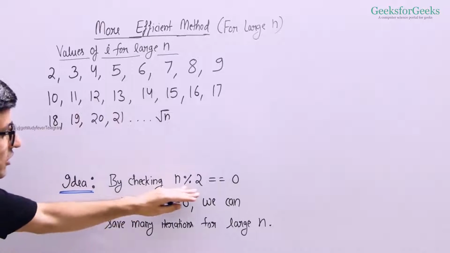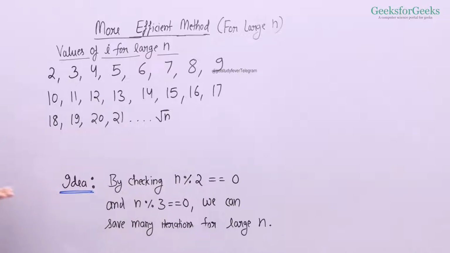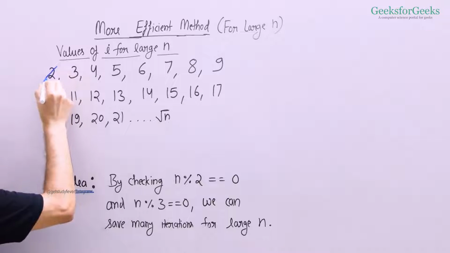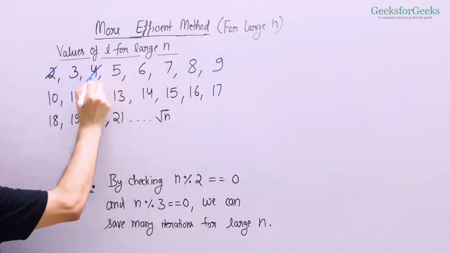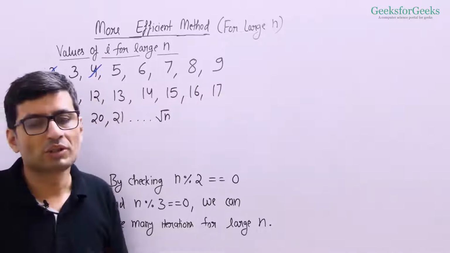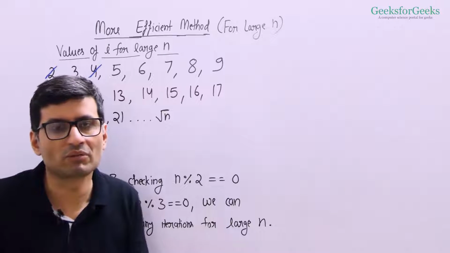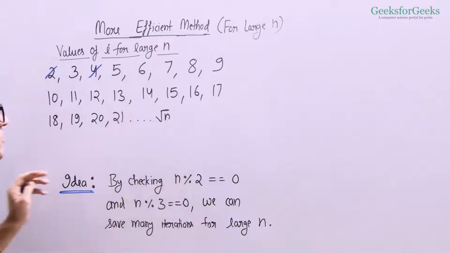So if I checked for these two things, I can save many iterations. If I checked for divisibility by 2, then I don't need to check for divisibility by 4 also. Because anything which is not divisible by 2 cannot be divisible by 4 also, right? So we don't need to check for 4.